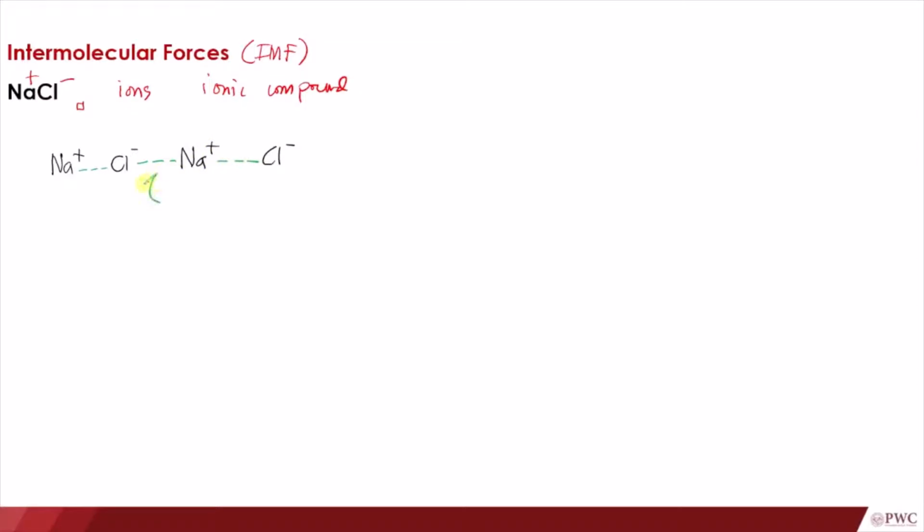So this force, we call an ion-ion force. Its name is very obvious because this force is present between ions. So this force is present between the particles of ionic compounds. So that's the first type of intermolecular force, the ion-ion force.